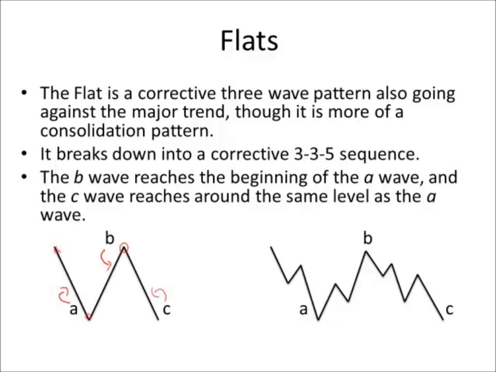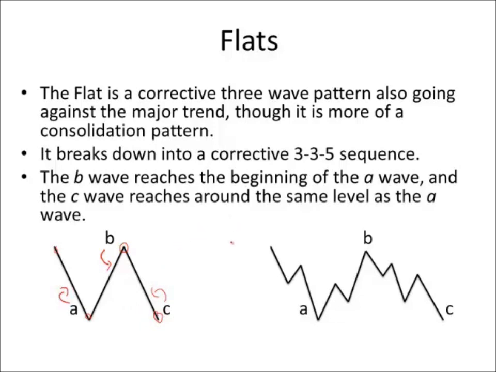Right? If you remember the zigzag, the B wave didn't go all the way up. Following that, we have the C wave, which goes from here to down here. And this should reach around the same level as the A wave here. So this should be at the same level as here. So that is what the flat pattern looks like.